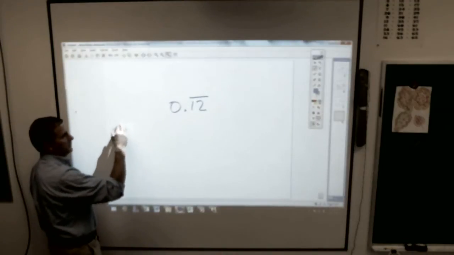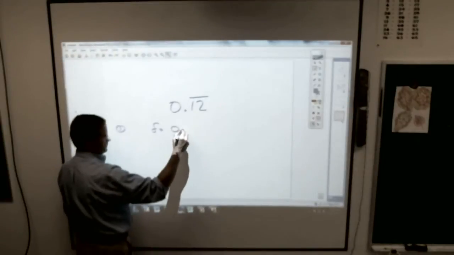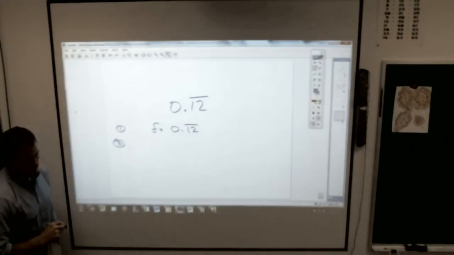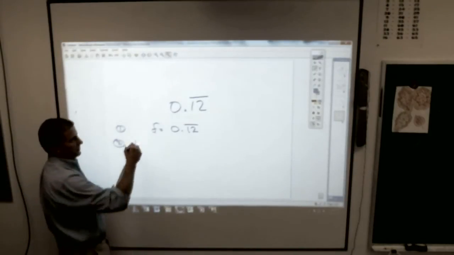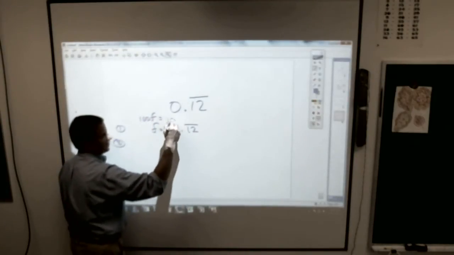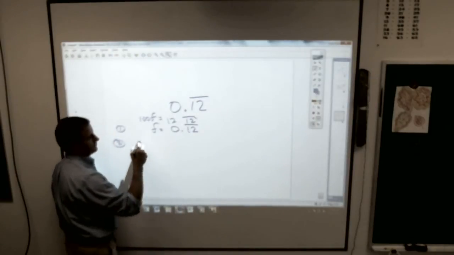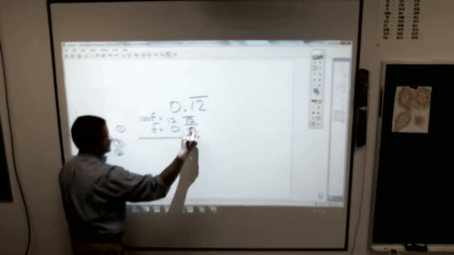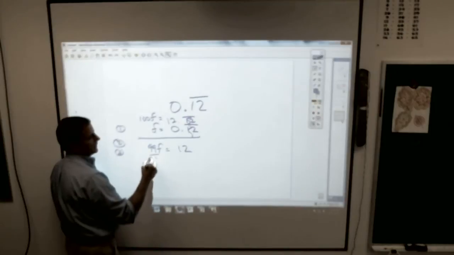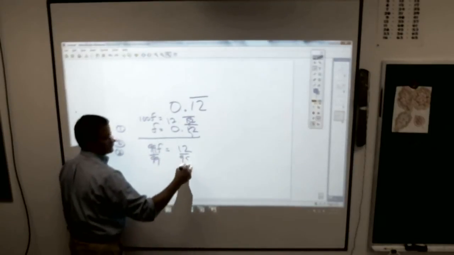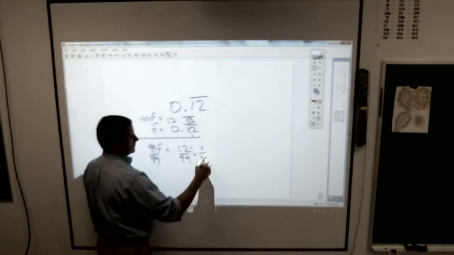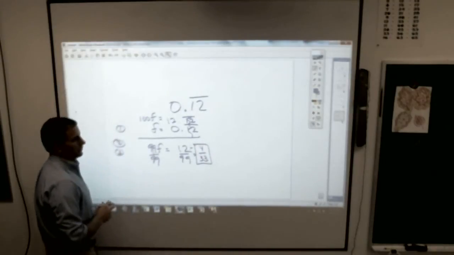So again, step 1, F equals 0.12 repeater. Step 2, ask yourself how many digits repeat, which is 2, so you can multiply both sides by 100. 100F equals, move it 2 places, you get 12.12 repeater. Subtract them, repeaters go away, you're left with 12 here, and 99F over there. Divide by 99, divide by 99. 3 goes into what? 4 over 33. 4 33rds.